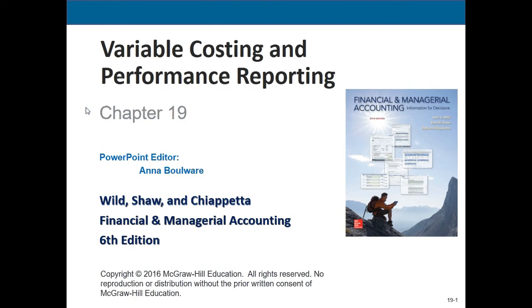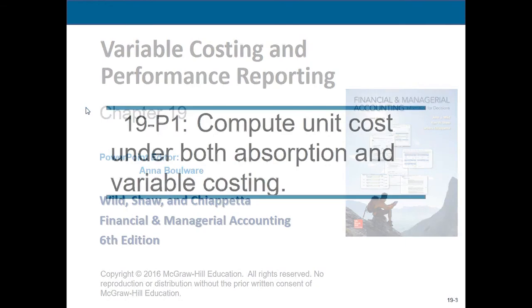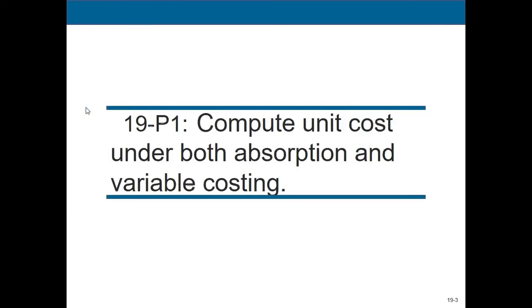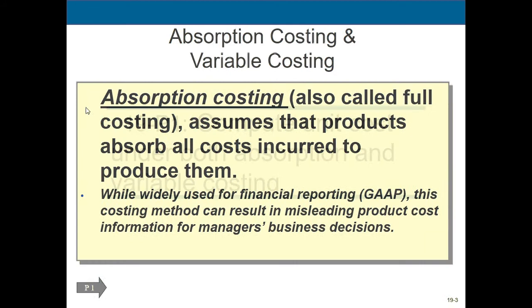Let's talk about variable costing. In Chapter 19, we're really going to get to this place where we have to start thinking about two different ways that we're going to deal with the information that we're provided. And let's just talk for a second about absorption costing. We'll get to the variable costing in a second.